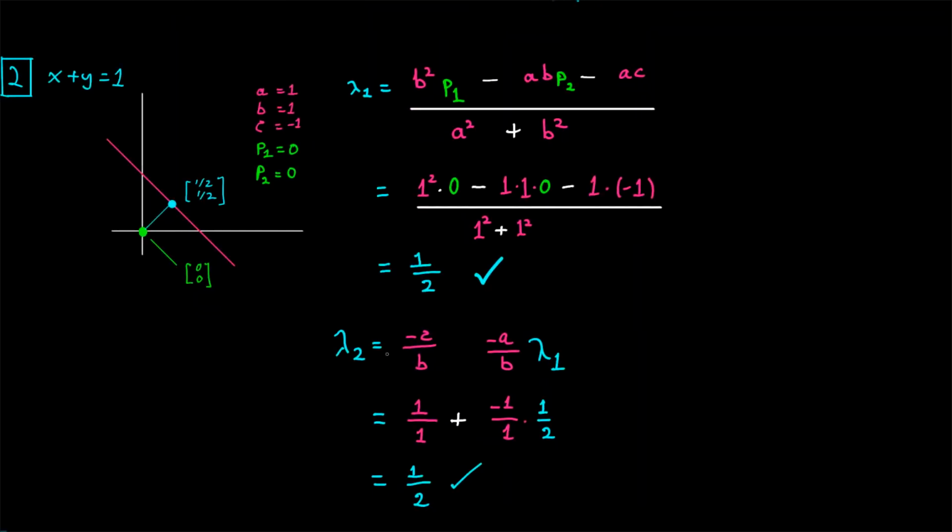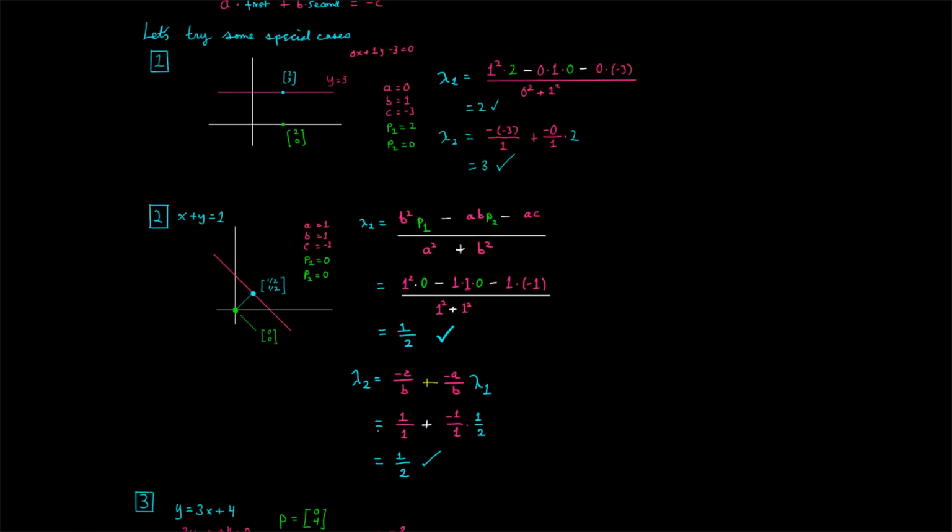Lambda 2 is minus c over b. This should be a plus here, sorry. Lambda 2 is minus c over b plus minus a over b times lambda 1. That's 1 over 1 because c is minus 1. 1 over 1 plus minus 1 over 1 times a half, which is 1 minus a half, which is a half. Got the right answer. All right.